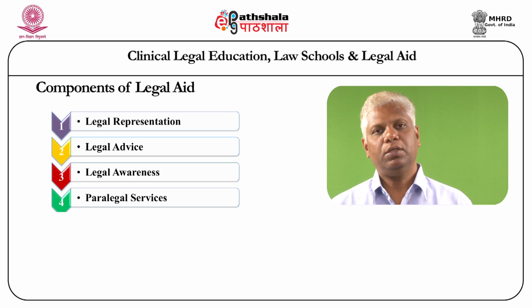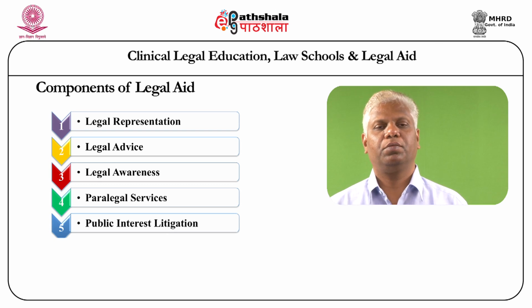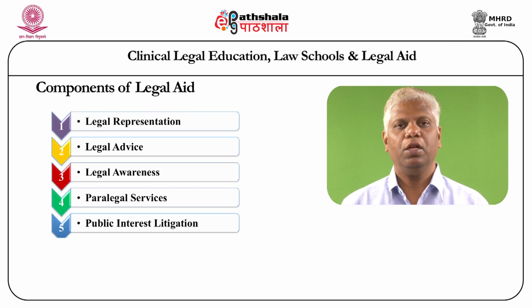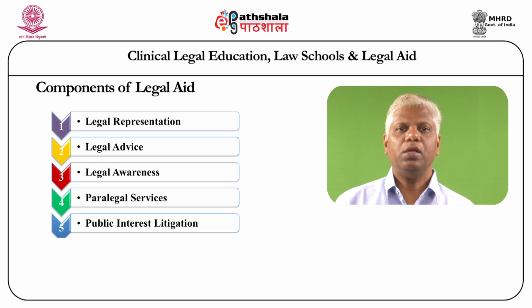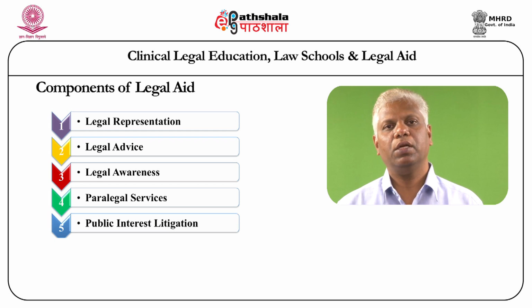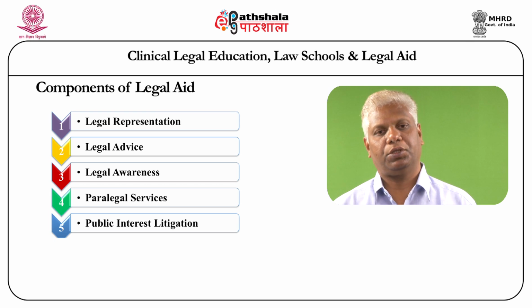And the fifth one is the public interest litigation. So, public interest litigation is also a part of legal aid, where the traditional legal aid what we are talking is for an individual purpose, whereas the public interest litigation is for the society at large.